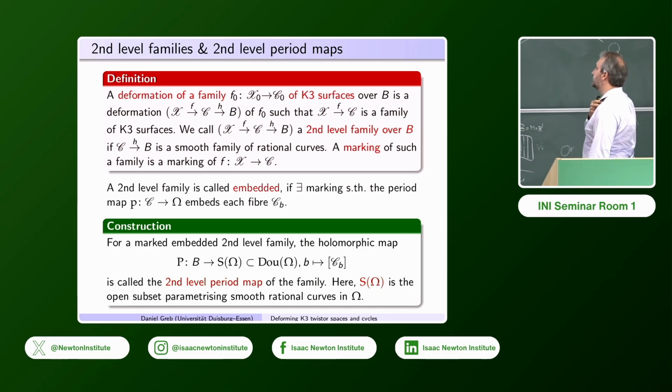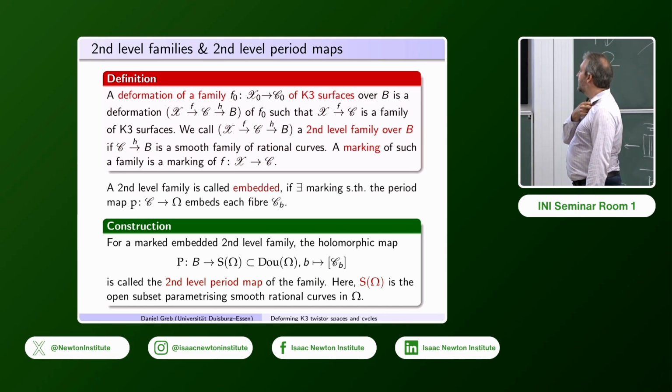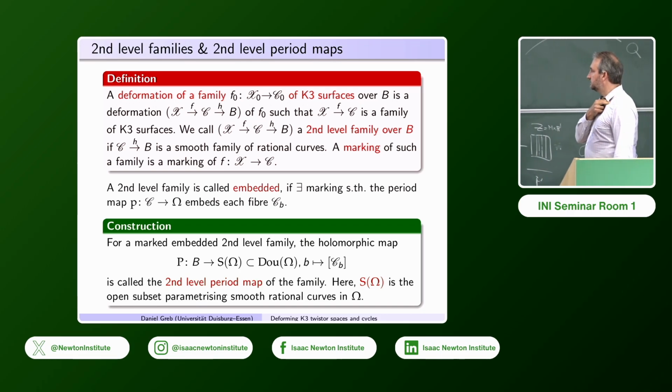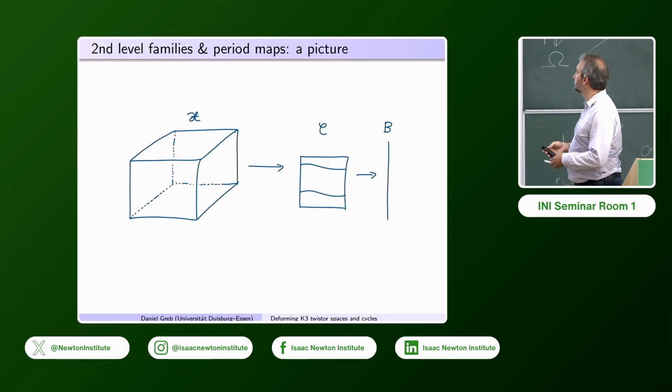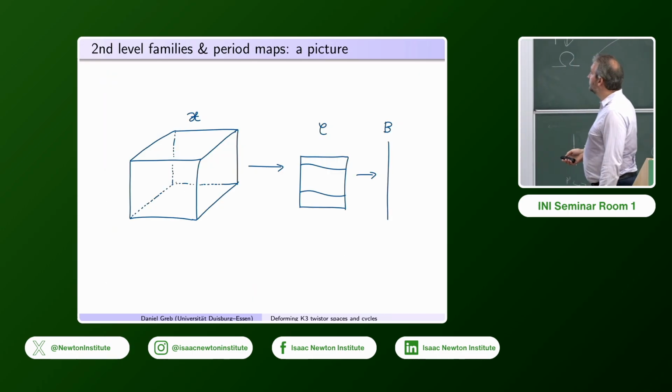Okay, and if I have such a thing, I get a map from the base B to the Kodaira moduli space. Yeah? So maybe I explain this in pictures. So this is what a deformation of a family looks like.